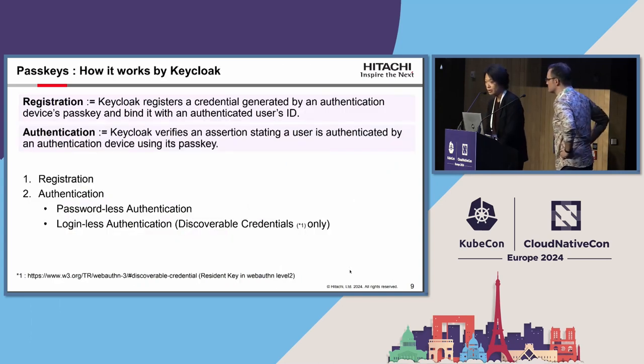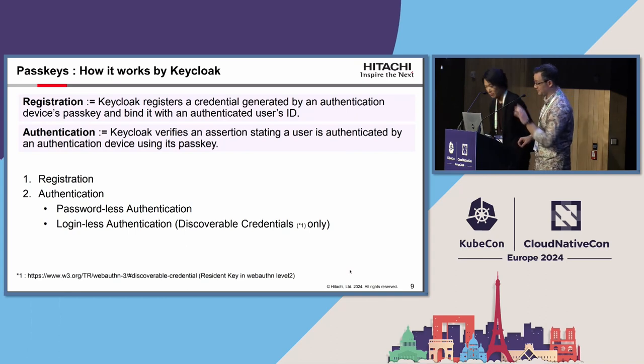Before you use passkey authentication in Keycloak, you need to register your passkey in advance. After that, Keycloak provides two options for authentication: passwordless authentication and loginless authentication. In passwordless authentication, you input your identity information into Keycloak, for example, the username or email address, and after that, you use your passkey to authenticate yourself. While in loginless authentication, you simply use your passkey to authenticate yourself to Keycloak. Next, Thomas will demonstrate Keycloak passkey registration and authentication.